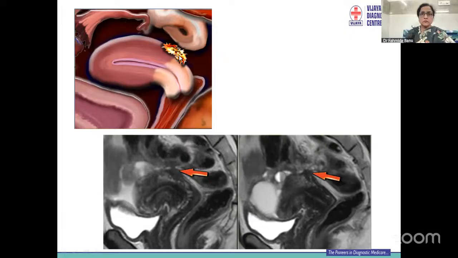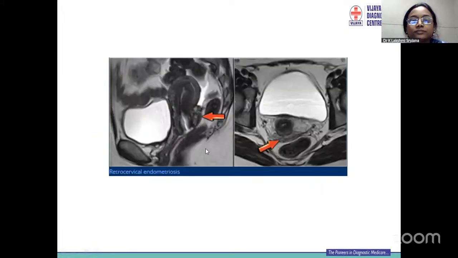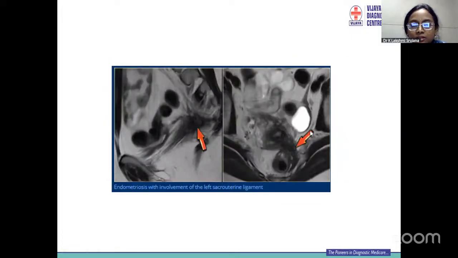This is the most common site for involvement of endometriosis, where the uterosacral ligaments attach. It is known as torus uterinus. Here, this is a sagittal T2 image showing a hypointense nodule involving the torus uterinus. This is retrocervical endometriosis involving the posterior vaginal fornix. Here, this is another case showing the left uterosacral ligament, which is showing significant diffuse T2 hypointense thickening.